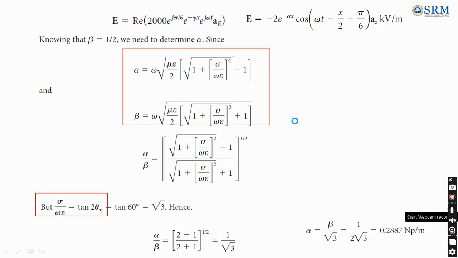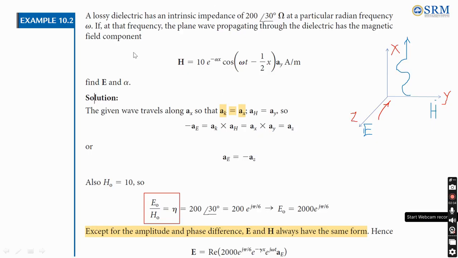I hope you understood how to solve a problem on a lossy dielectric. When the magnetic field is given, we can find the other field, and we can find the attenuation constant, because beta is given in the expression itself, and the intrinsic impedance is given to us.